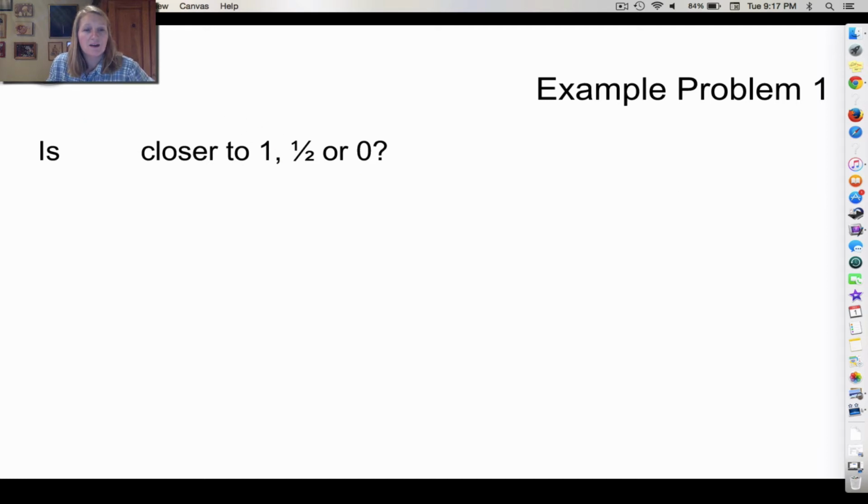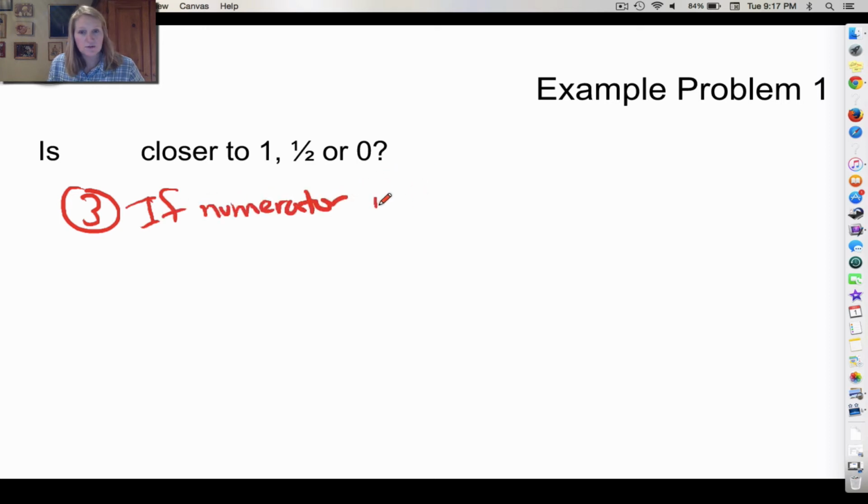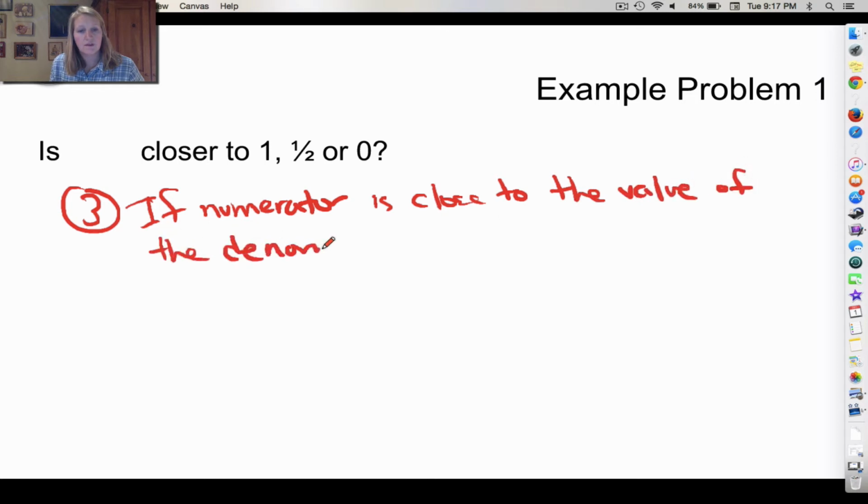And then our third rule is if the numerator is close to the value of the denominator, your fraction is close to 1.